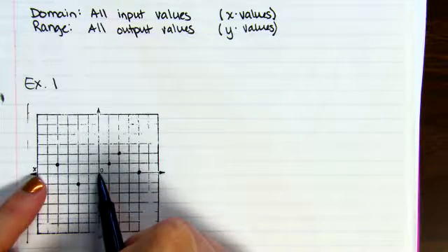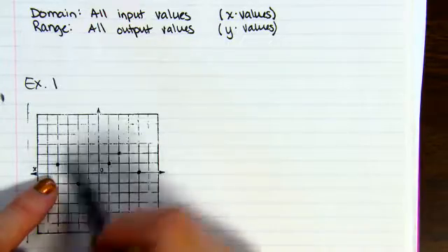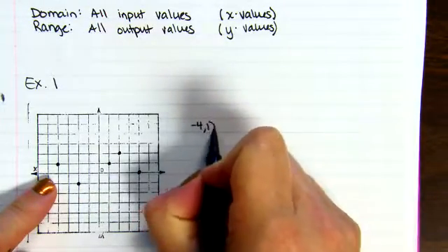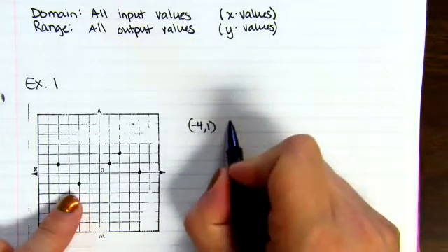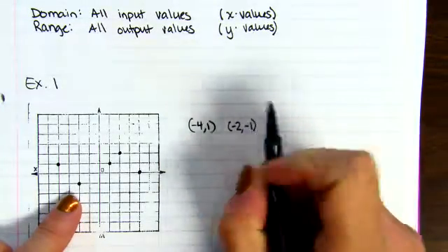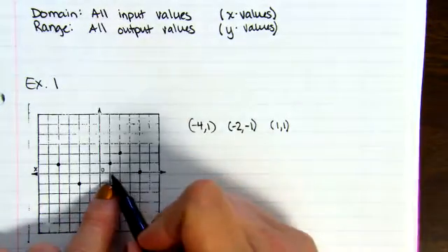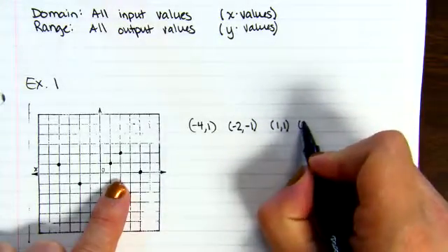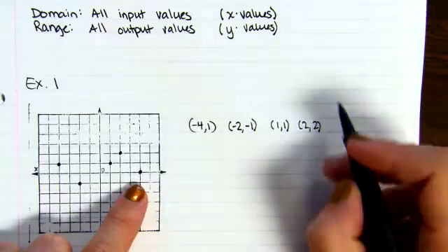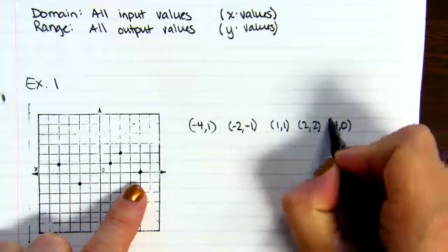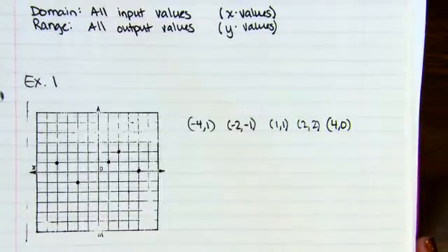So if this is 0, 0, my first point is -4, 1. My second point is -2, -1. My third point is 1, 1. My fourth point is 2, 2. And my fifth point is 4, 0. So what I did first, I just came up with my ordered pairs.